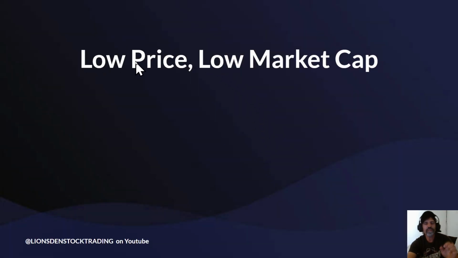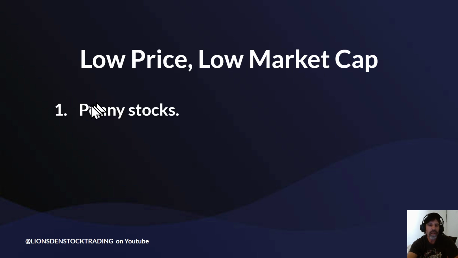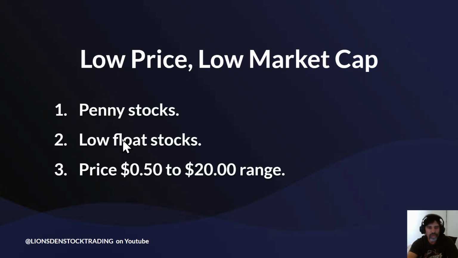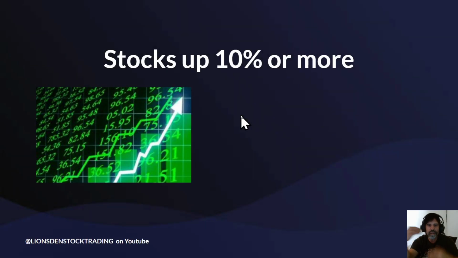So the other factor that we want to consider in this long strategy is we want to target low price, low market cap stocks, otherwise known as penny stocks, low float stocks. To be more precise, this is in the range of 50 cents to $20. This is where you're going to get a lot of volatility and upside, and where you're going to make big gains for short-term momentum day trading.